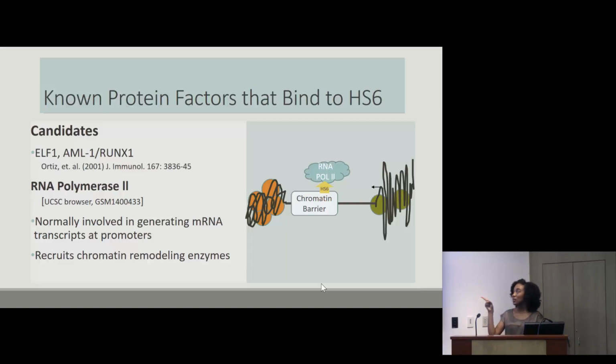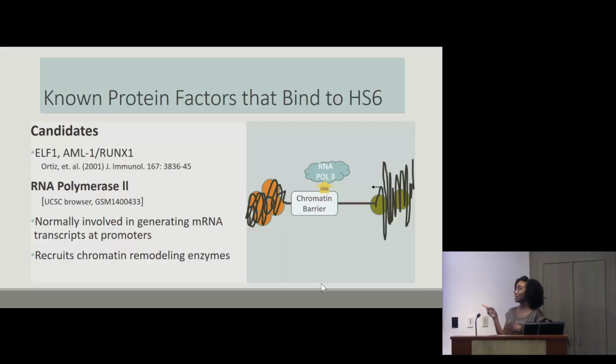So this chromatin barrier insulator here, or this particular DNA regulatory element, is not a promoter. So it's very interesting that RNA polymerase II is even attaching here, and we're trying to understand what its role is in the barrier activity of our specific LCR.